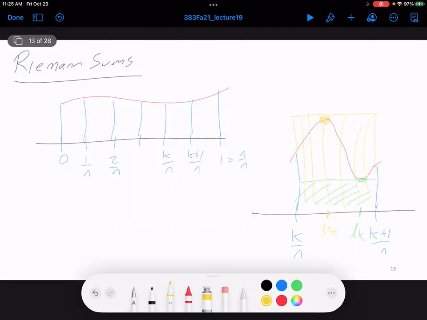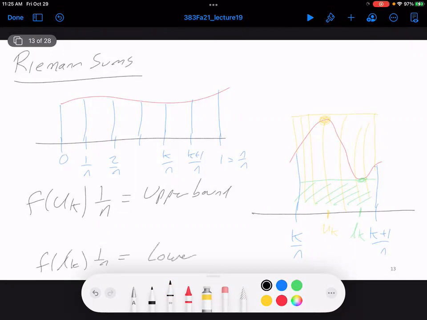Okay, so I'll pronounce it very carefully. f(u_k) times 1 over n will be my upper bound. f(l_k) times 1 over n will be my lower bound. And then the true area of the kth piece is in between. Okay, so we all comfortable? All right.